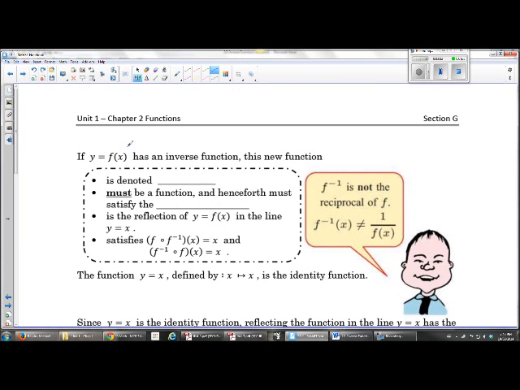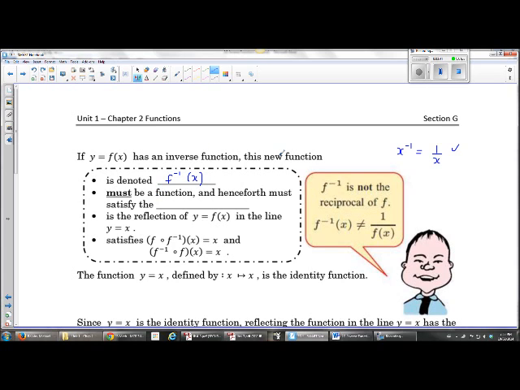Okay, so if a function y equals f of x has an inverse function, then this new function is denoted f inverse of x. And just a little note to the side here, f inverse is not the reciprocal of f. We've seen in the past that x to the negative 1 equals 1 over x. That is true. However, in this case, when we're dealing with functions, f inverse does not mean the reciprocal. It just means the inverse function.